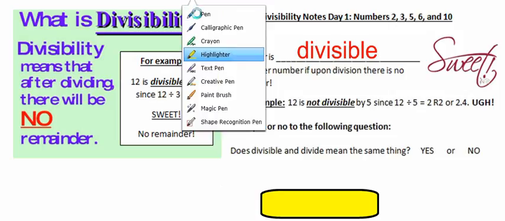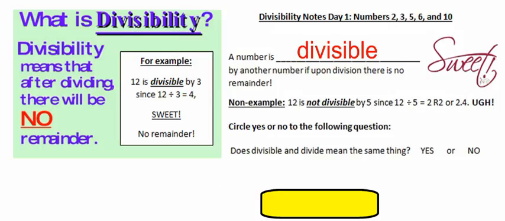Okay, so now here we go. So the answer is no, they are not the same thing. They're distant cousins, like I said earlier in the video, but they are not the same thing. Divisible is like a more specific version of division. Divide is an operation and divisible is a characteristic, meaning it goes in evenly.